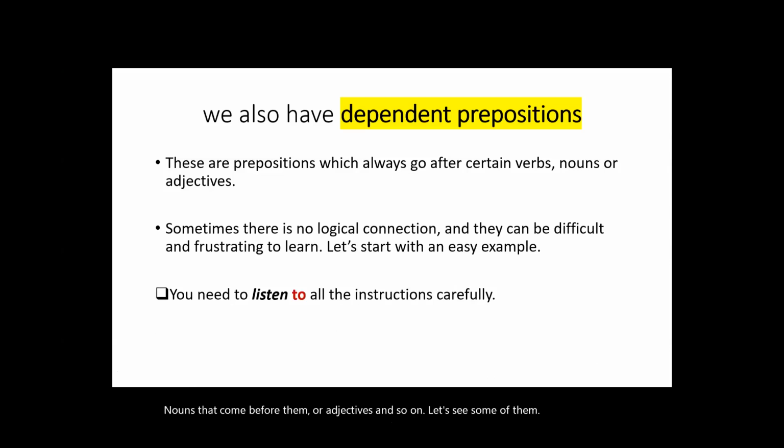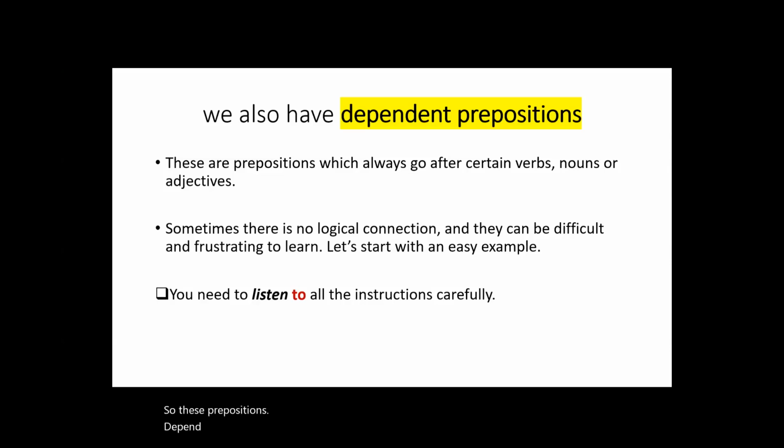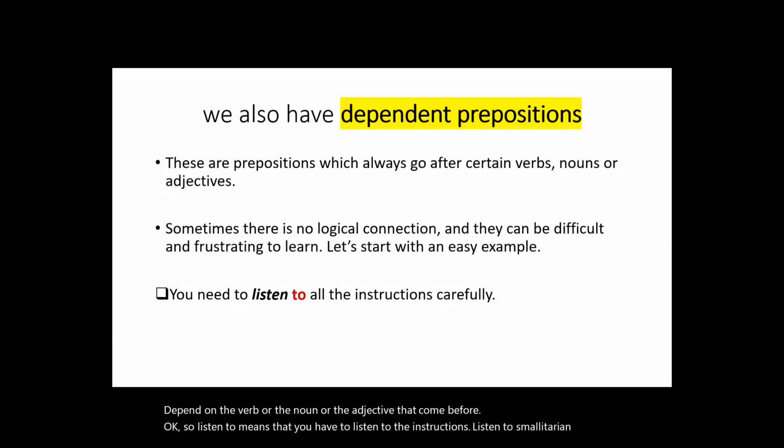Okay, when I say you need to listen to all the instructions carefully, you need to listen to. Where is the verb? Listen. Where is the dependent preposition? To. Can I say you need to listen all the instructions without to? No, that's wrong. I cannot say that. So these prepositions depend on the verb or the noun or the adjective that comes before. Listen to means you have to listen to the instructions carefully.